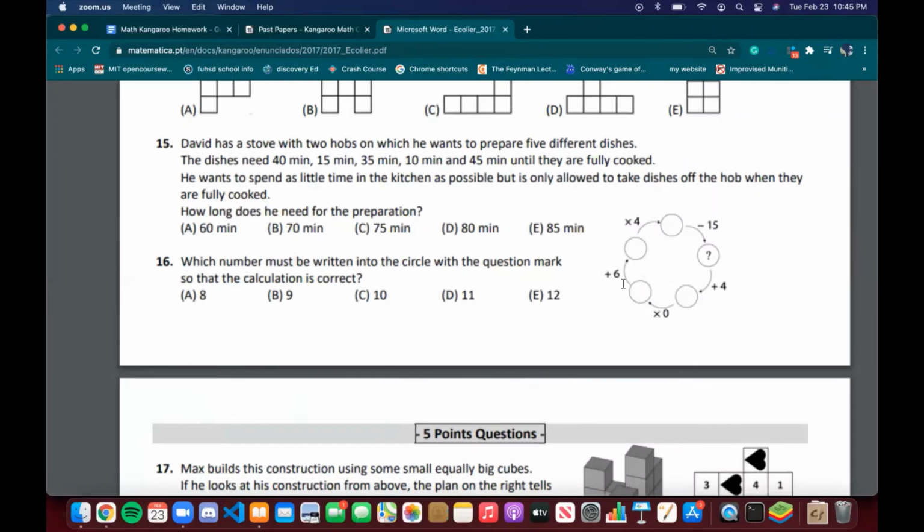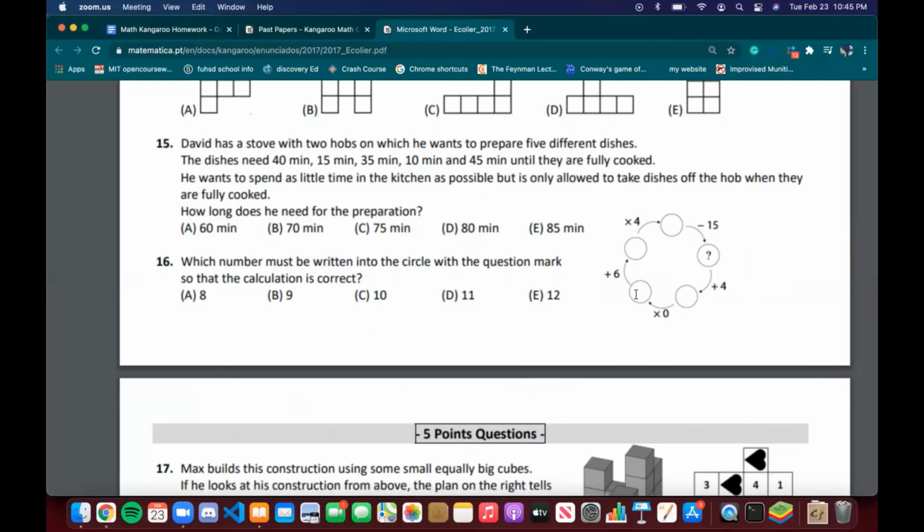So look at each operation. Here, plus 6. This means that this box plus 6 is equal to this box. This one times 4 is this one. This one minus 15 is the question mark. Question mark plus 4 is this over here. And this one times 0 is this over here.